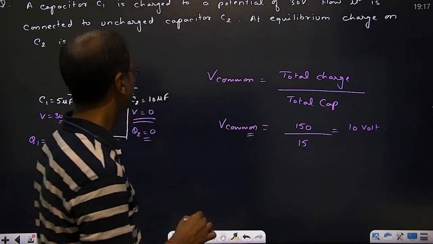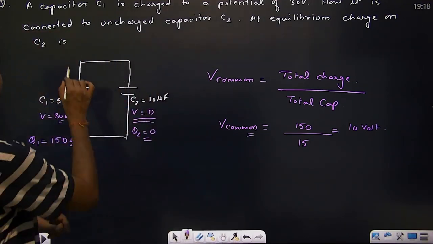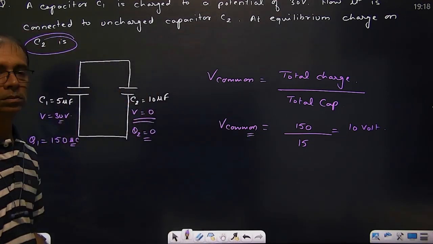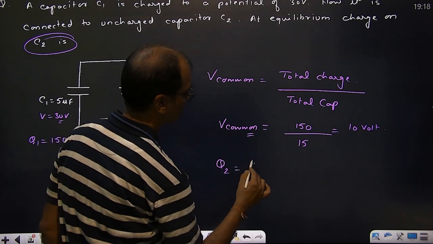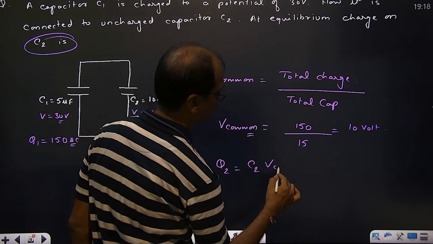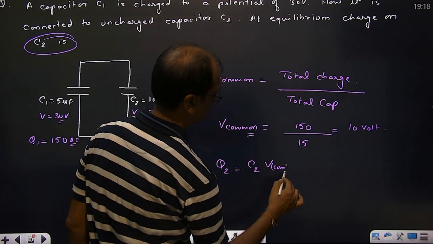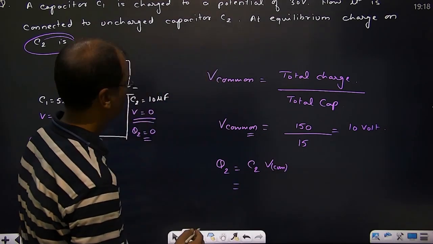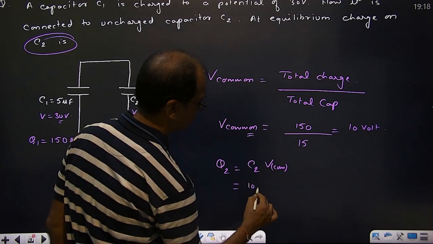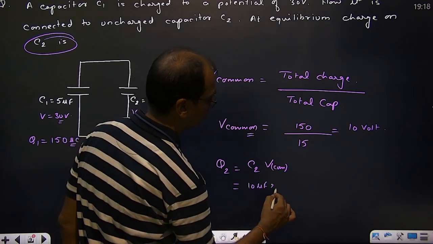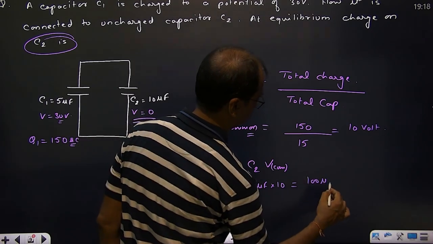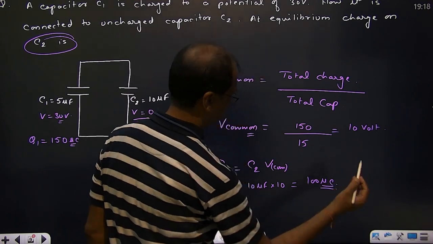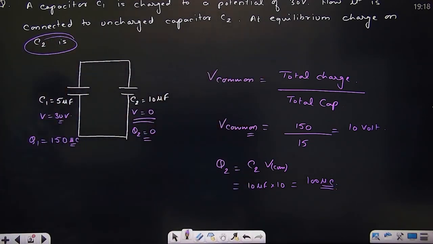Now what is the question? What is the charge on C2? Okay, so what is Q2? Q2 is C2 into V common. What is C2? C2 is 10 microfarad into 10. What is the answer? 100 microcoulombs. That's all. Over. Finished.